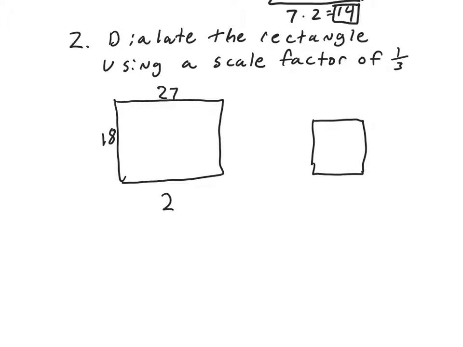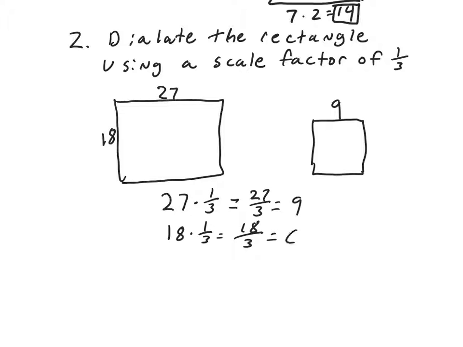So we're going to do 27 times 1/3, which is going to be 27 over 3, which is 9. So this top side is going to be 9. And you can think about it, try to go the other way. Is 9 times 3 27? Yes, it is, and it works. Okay, so do the same thing for the other side. 18 times 1/3 is 18 over 3, which is 6.